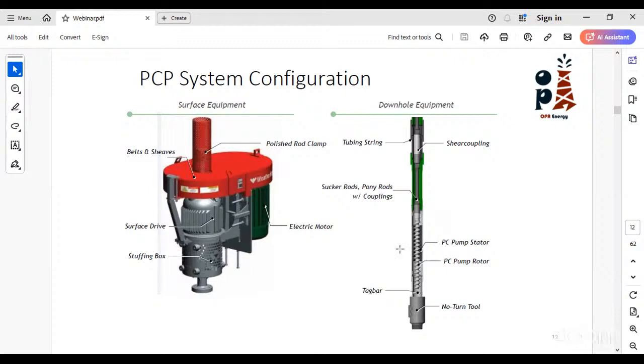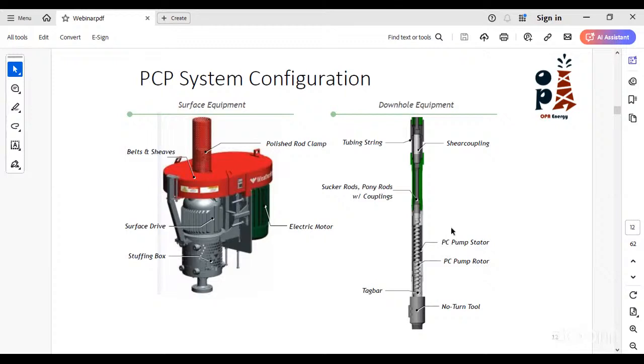We have the tag bar. This is a small tube, and from its name, we use it just to know the depth of the rotor or to take our spacing. The non-turn tool is a very important thing that is designed to keep the string constant during the movement of our pump or the rotor itself.